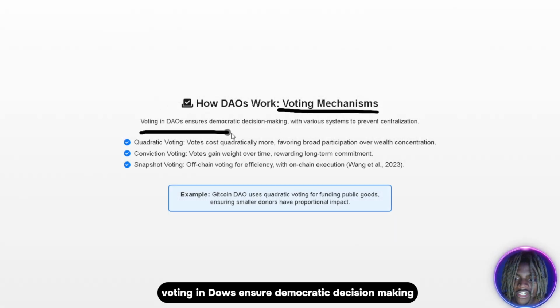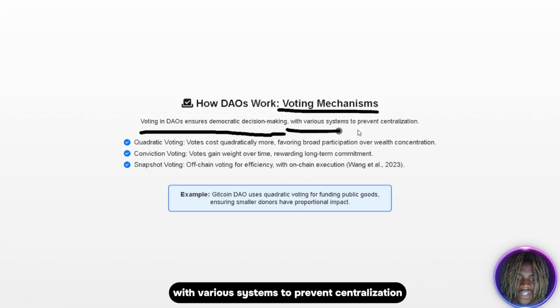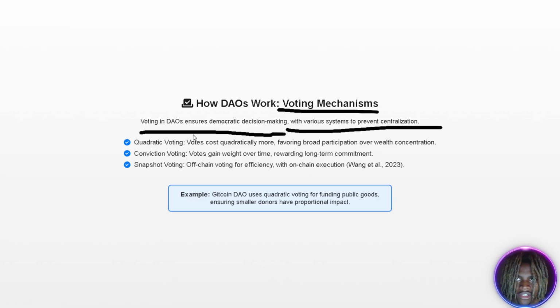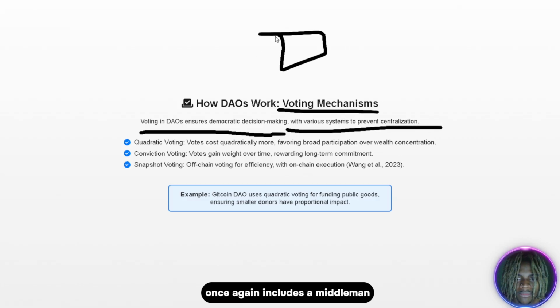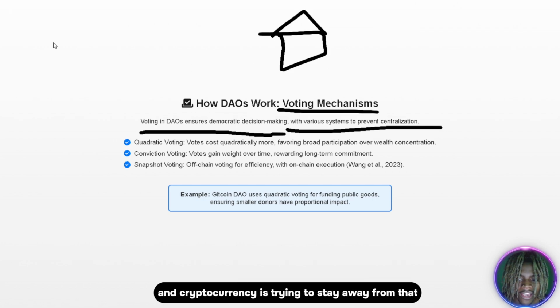Voting in DAOs ensures democratic decision-making with various systems to prevent centralization. Centralization once again includes a middleman, includes power. And cryptocurrency is trying to stay away from that. We're trying to keep the power in the people, keep everything fair, keep everything decentralized.